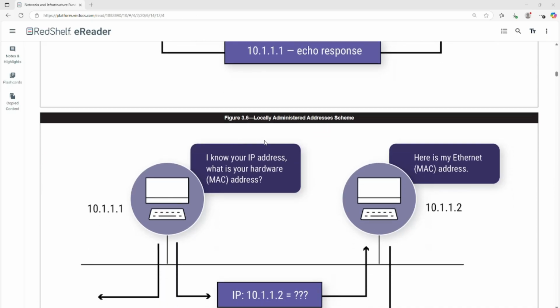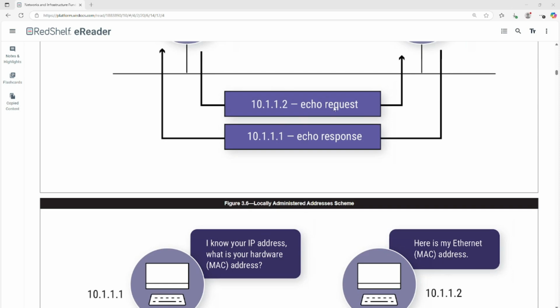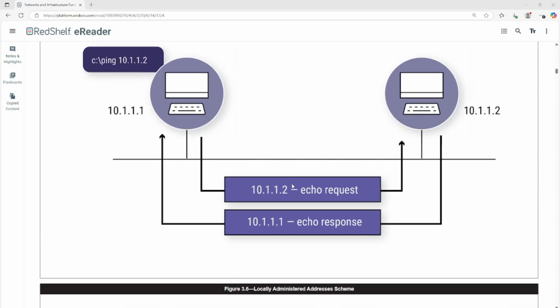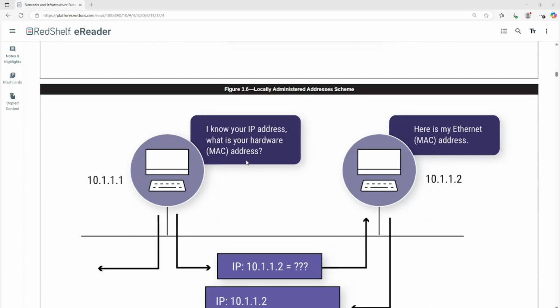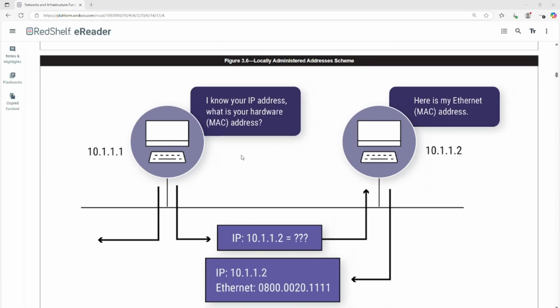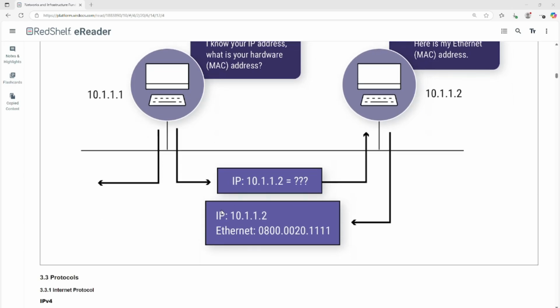The diagram of figure 3.6 depicts a locally administered address scheme. So in this case, it's not only about getting an echo request to know if the person is there. You have the person's IP address, but you really want to know the person's MAC address. There you go.